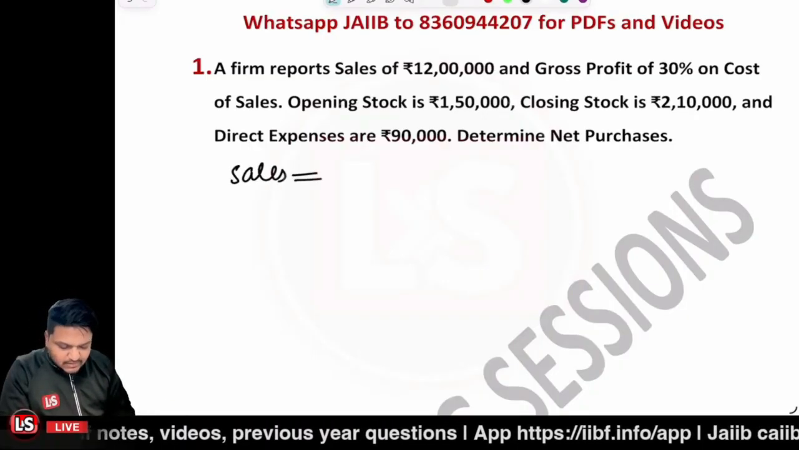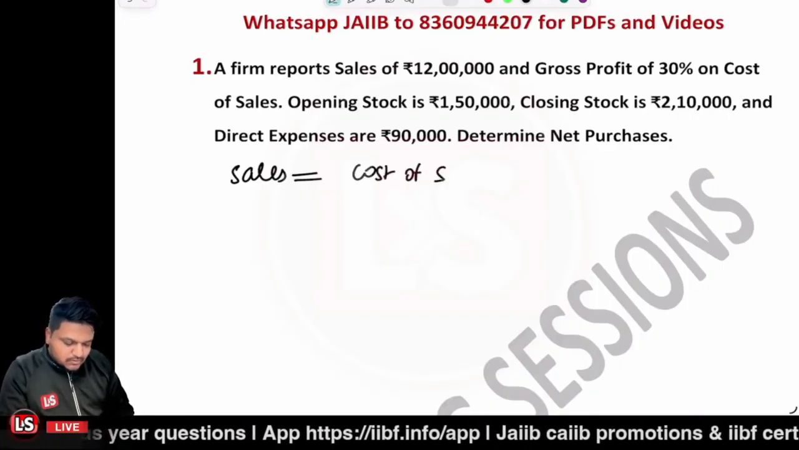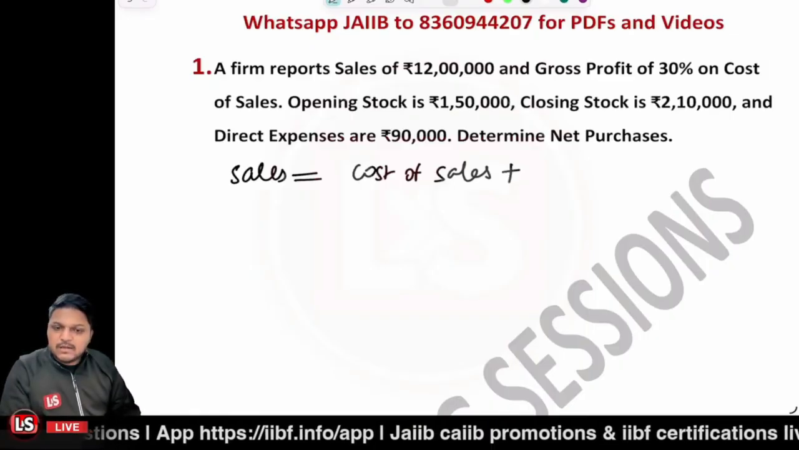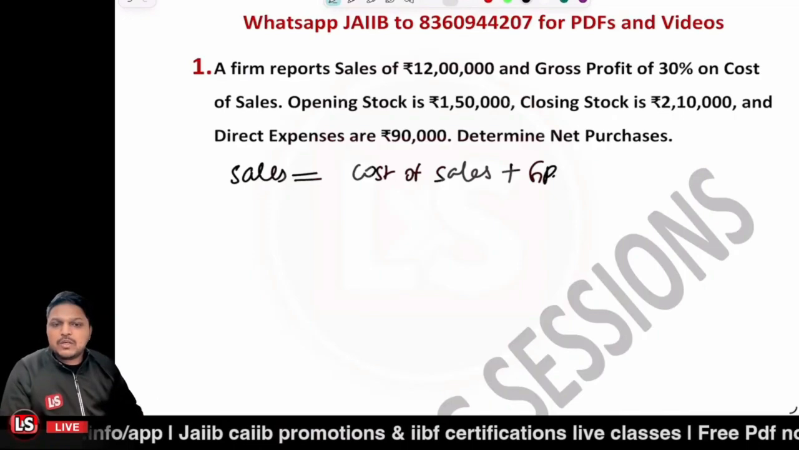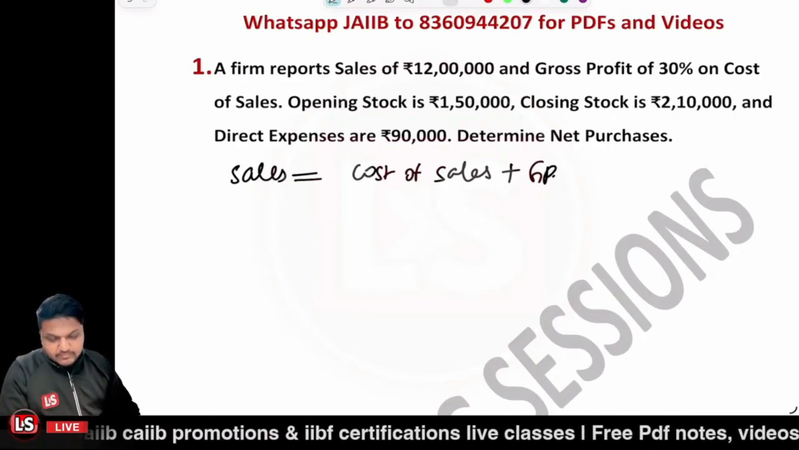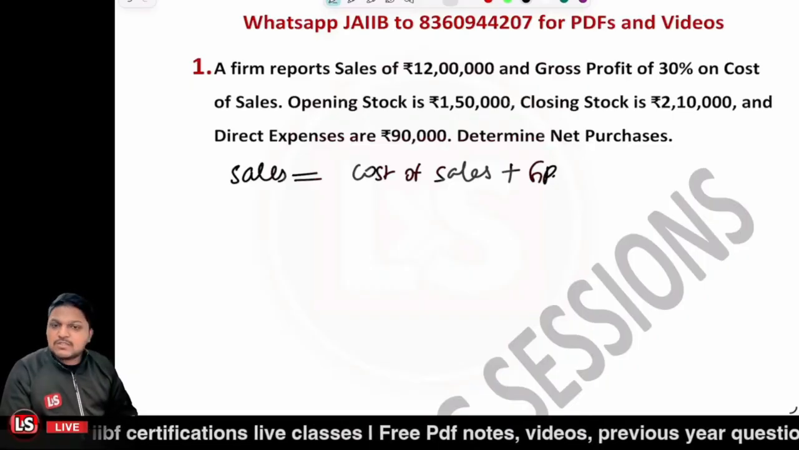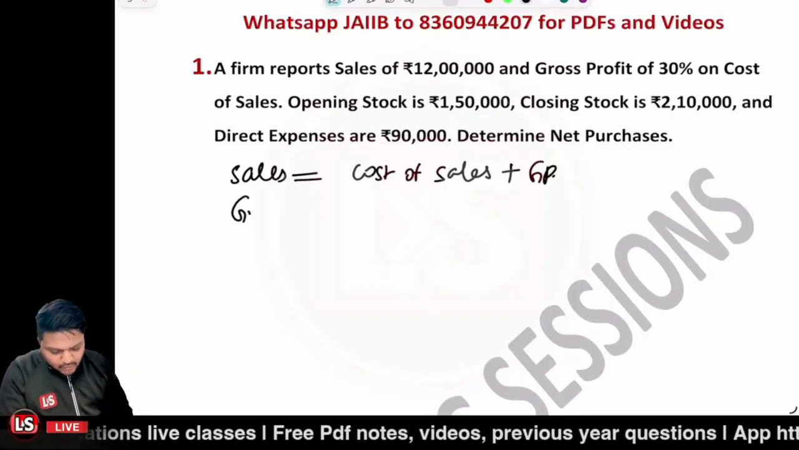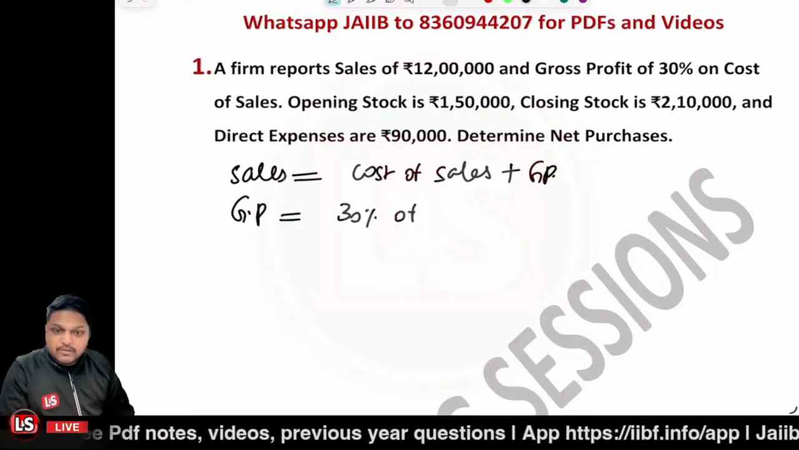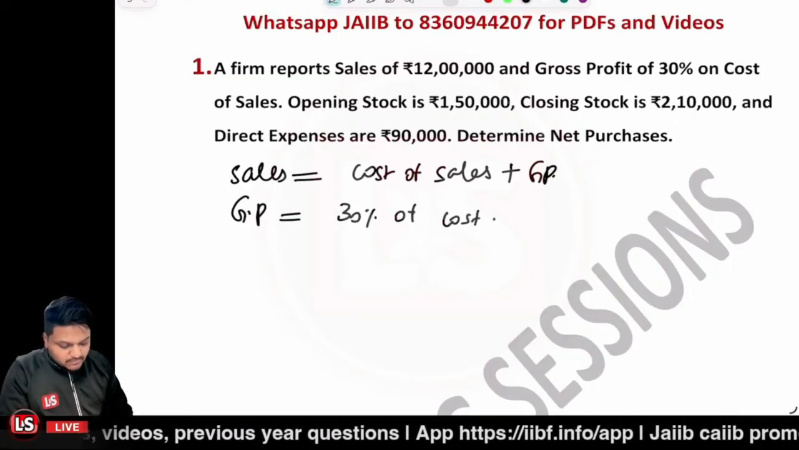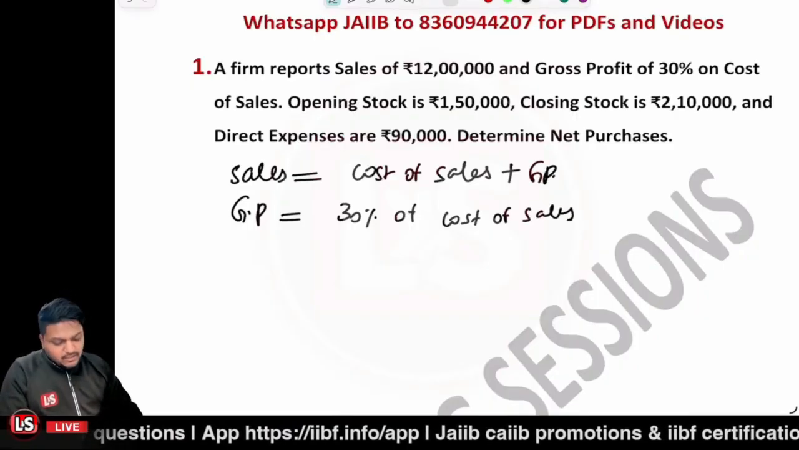If we say sales is equal to cost of sales plus gross profit, right? And cost of sales is equal to what? If we are to calculate the cost of sales, we can calculate from this formula only. And gross profit is given to be 30% of the cost of sales.